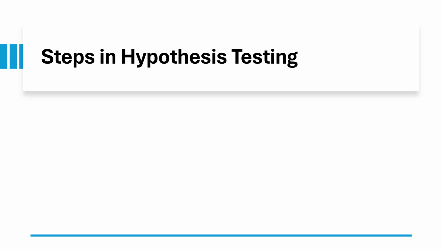Here are the steps in hypothesis testing. In the first step, you state the hypothesis. That is, you convert your research question into two competing statements, what we call the null hypothesis and alternative hypothesis, as we just did in the previous slide. And then you choose the significance level alpha, which is typically 0.05. In fact, in health research, it is invariably 0.05.